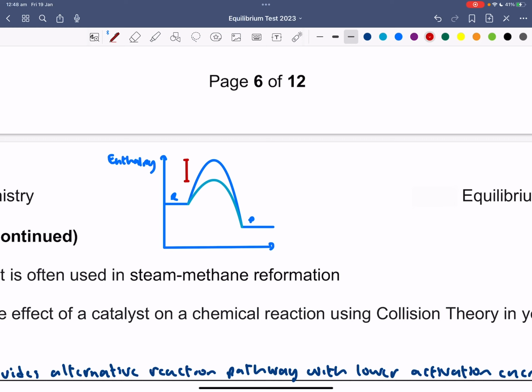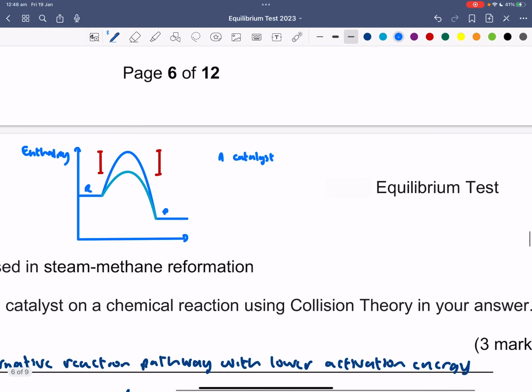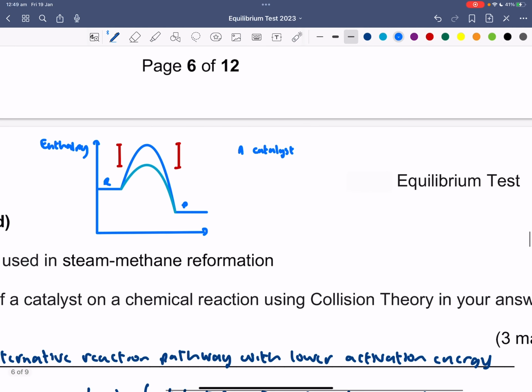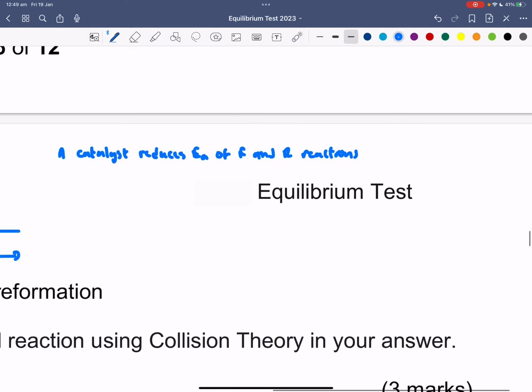The point being, it has reduced the activation energy of the reverse reaction by the same amount. So what I want everyone to understand is that a catalyst, yes, it increases reaction rate, but a catalyst reduces the activation energy of the forward and reverse reactions by equal amounts.